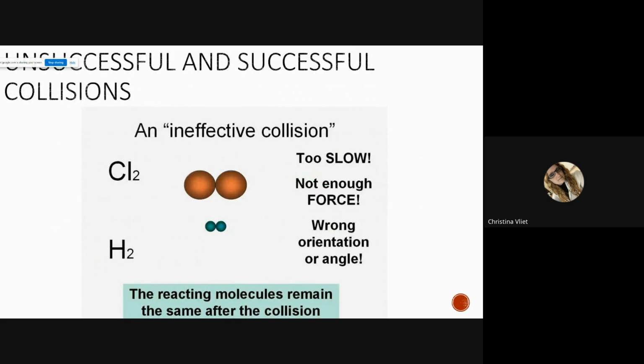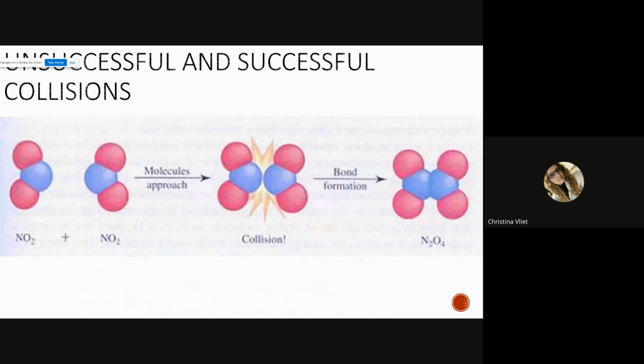An ineffective collision can happen if your molecules are too slow, moving very slowly so there's not enough force to collide effectively, or if they're in the wrong orientation. They're not facing each other the right way. And so in this case, the reactant molecules will remain the same.